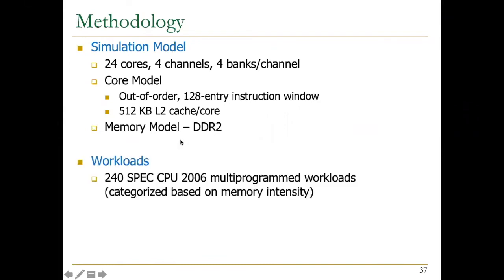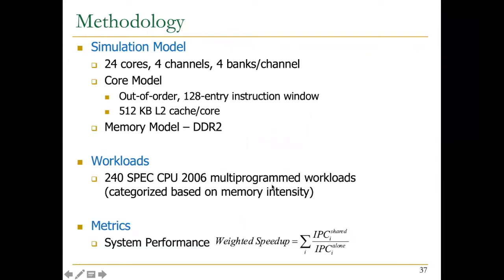I think the MICRO paper is much stronger, of course, but we will talk about that when we get to it. Okay, so the methodology is reasonably strong because it tests a lot of applications. It takes 240 multi-program workloads and categorizes them based on memory intensity. And it uses the weighted speedup metric to measure system performance. This is basically a metric that takes the IPC, instructions per cycle, that an application has while running together with other applications, divided by the IPC the application has if it were running alone, and it sums them up.